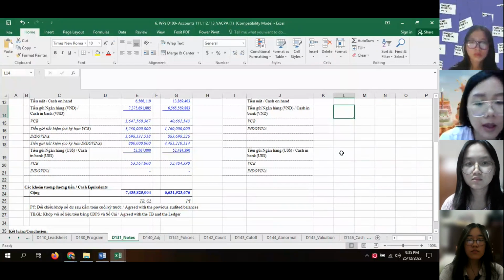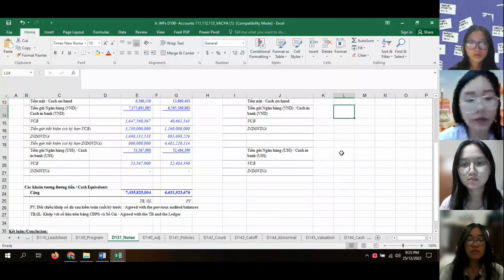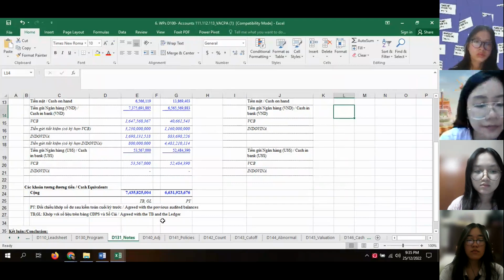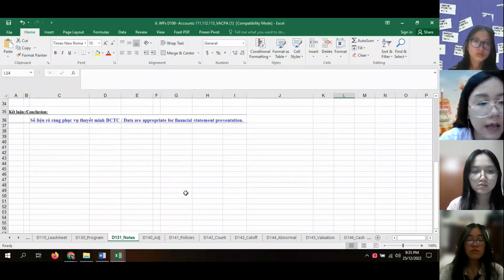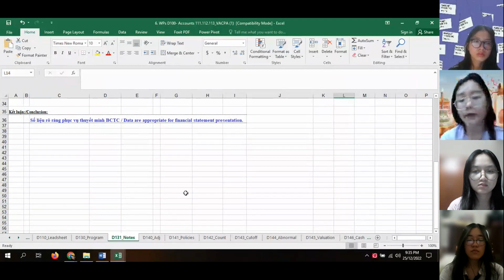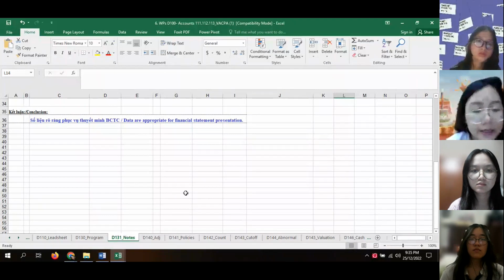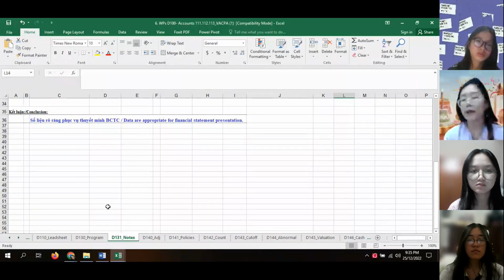You can scroll down, please, and scroll to the conclusion. After preparing the data, we recognize that the data are appropriate for financial statement presentation. Next, please go to 110.